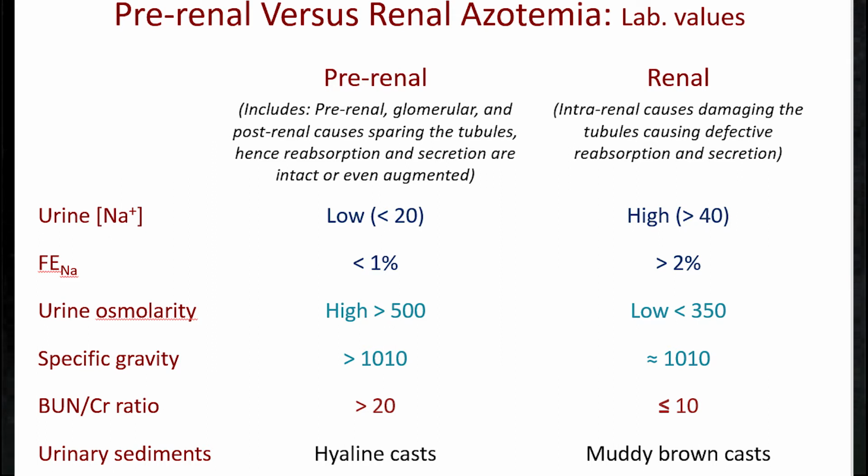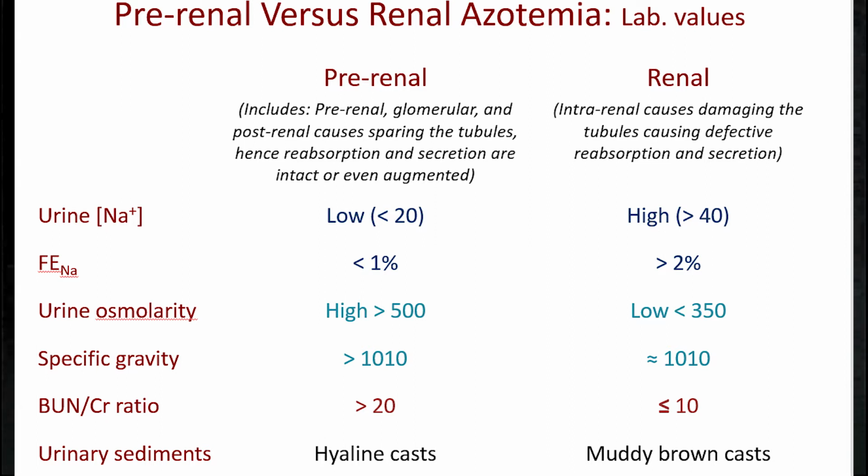Reabsorption and secretion. Hence, here we have normal reabsorption and secretion. As a matter of fact, we even have supernormal, augmented reabsorption. Why? Because the tubules are normal and the glomerular filtration rate is low, so the flow inside the tubules is slow, and the tubules are normal, so you're giving the tubules more time to reabsorb.